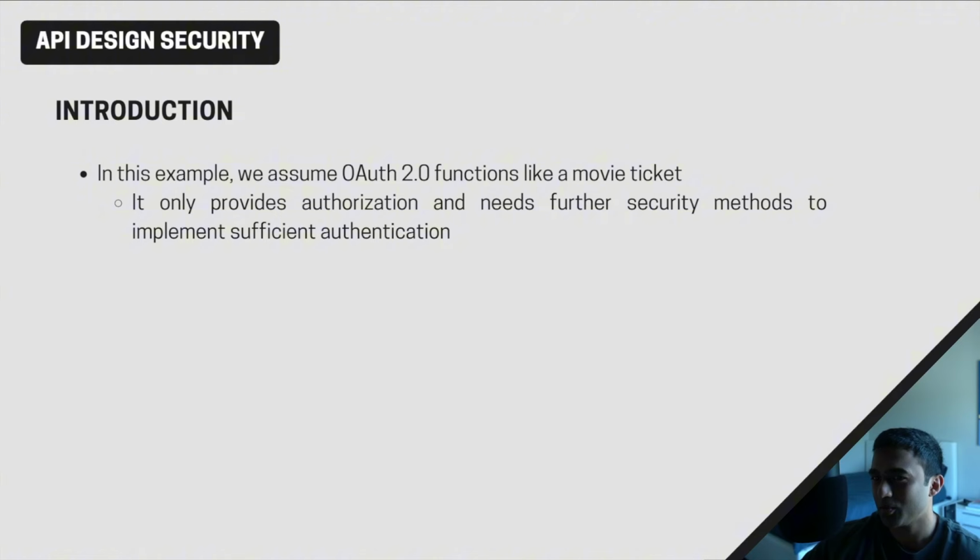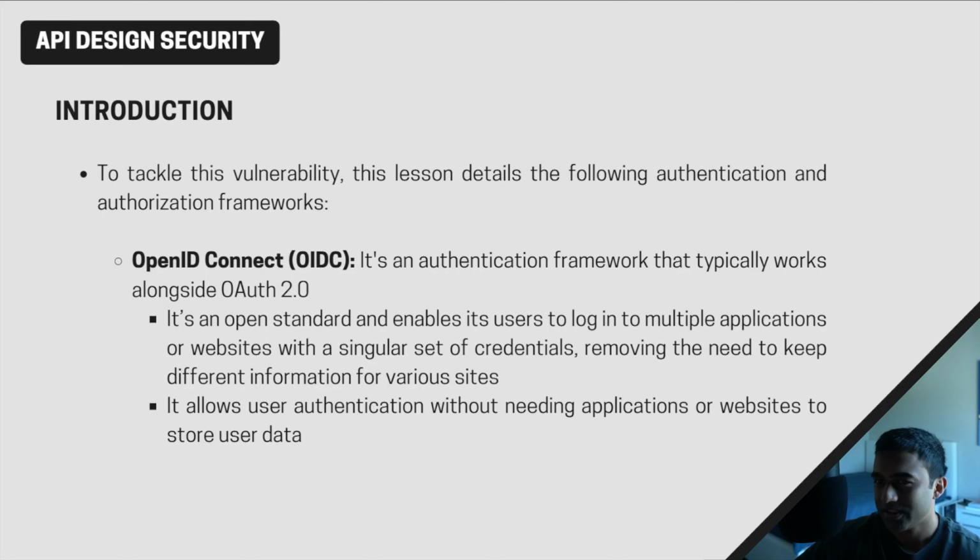And in this example, we assume OAuth 2.0 functions like a movie ticket. It only provides authorization and it needs further security methods to implement sufficient authentication. So to tackle this vulnerability, this lesson details the following authentication and authorization frameworks.